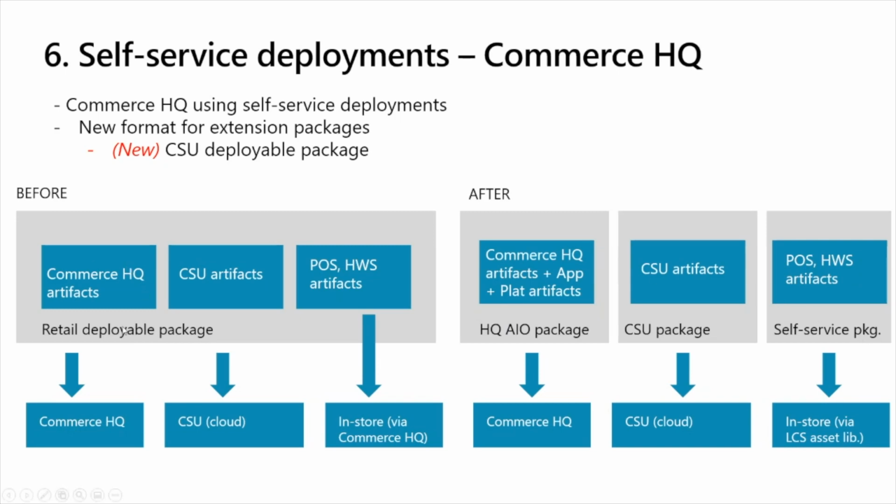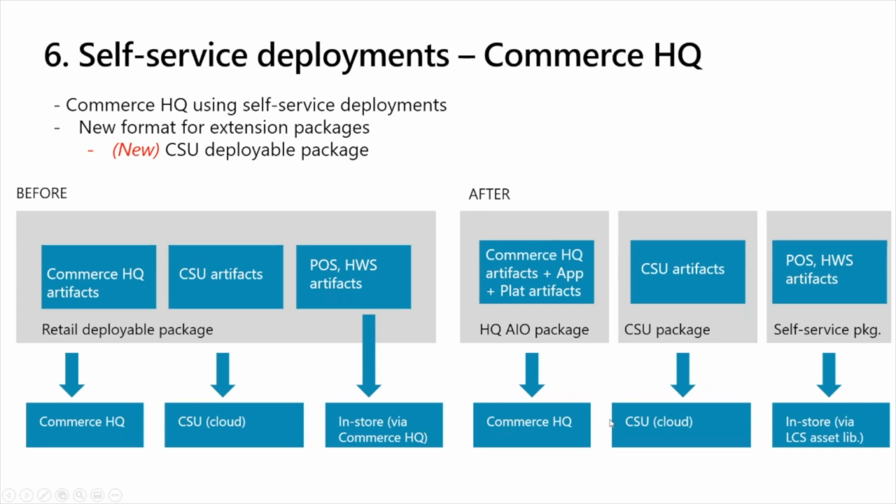Now, if you compare it to before, we had something, and we still have it at this point, a retail deployable package. The idea here was to consolidate all the different artifacts into one deployable package, and then redeploy that package in Commerce HQ and CSU Cloud. And then via Commerce HQ deploy the artifacts for in-store components. With the new model, we have significant benefits as well, more so than just being required for support for self-service deployments.